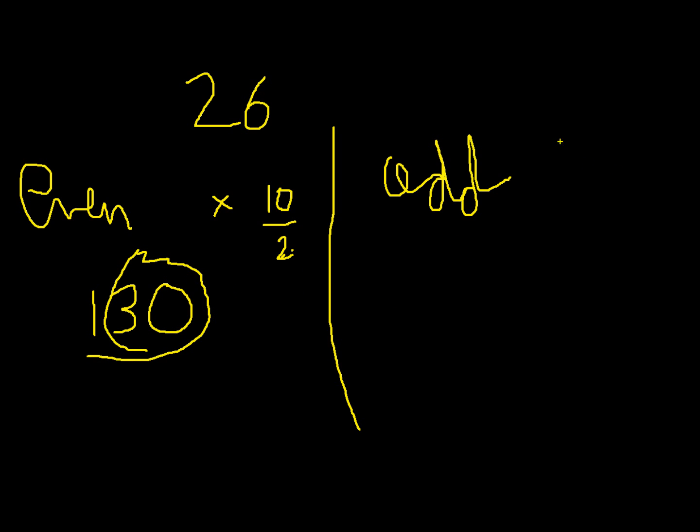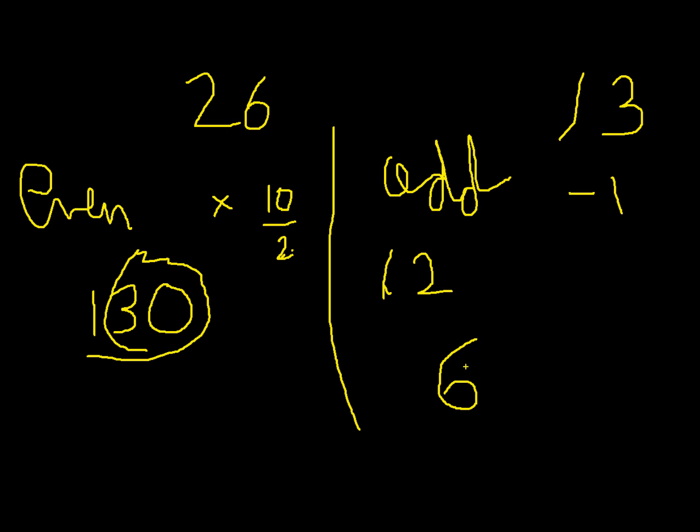Let's say if the number is odd, and suppose the number is 13, and you want to multiply 13 with 5. The first thing is subtract 1 from the number, so you'll have 12. 13 minus 1 is 12. The next step is divide this number by 2. So 12 by 2 is 6.